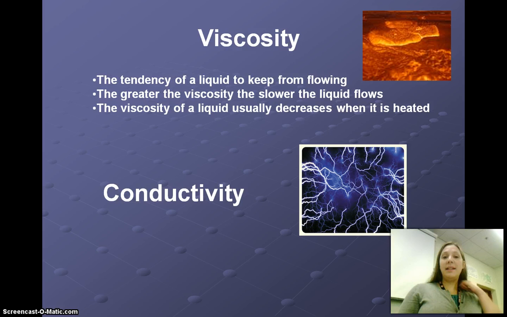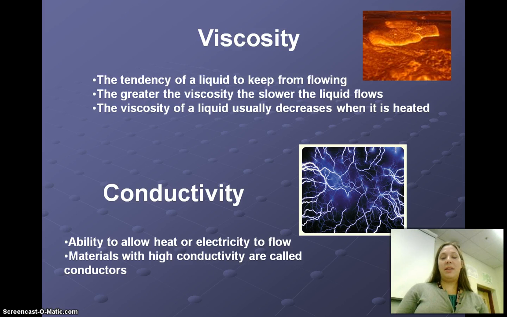Viscosity is the tendency of a liquid to keep from flowing. So when you say that something is viscous, it means it's thick, like honey or lava. Okay? Something with a very low viscosity is something that's really runny, like water. And as you might imagine, the viscosity of a substance we can change by changing the temperature.